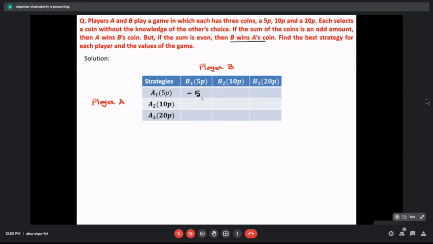Because I have mentioned to you that this payoff matrix represents the player A. So positive entries mean that player A will get that money, and negative entries mean A will lose that money, that is, B will get that money. Now next, tell me, what will be the entry here? A1 5, B2 10. What will be coming here?